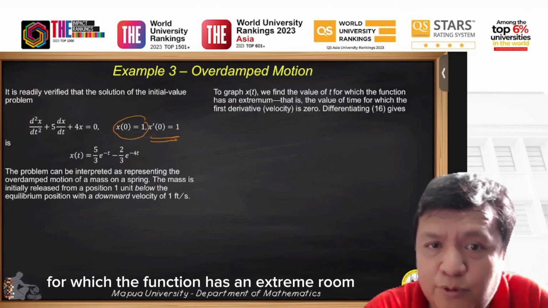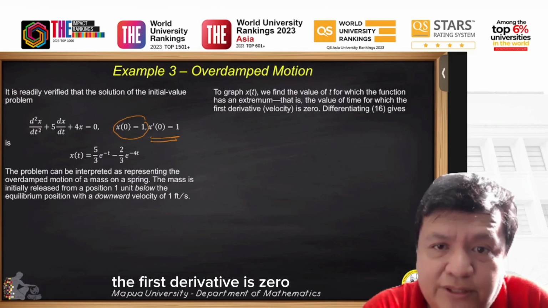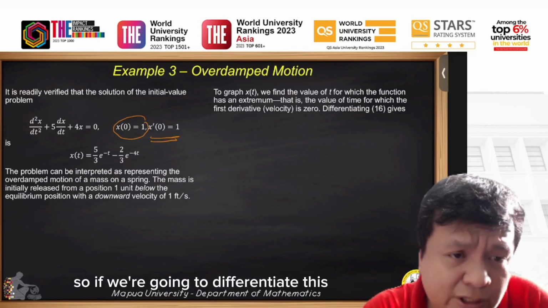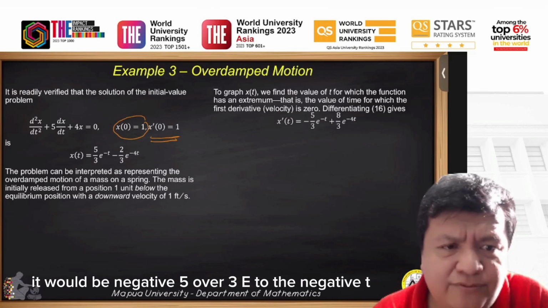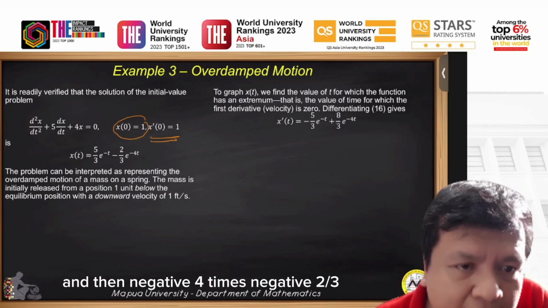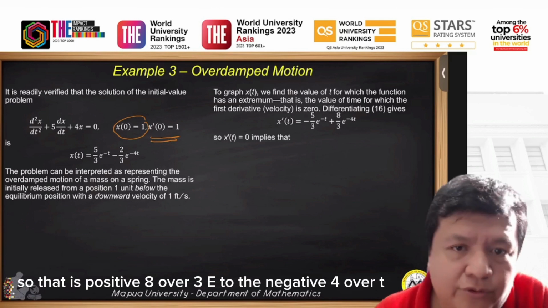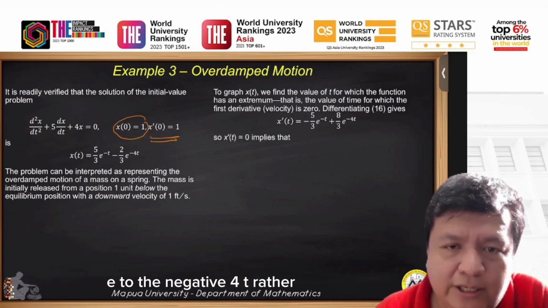So to graph x of t, we find the value of t for which the function has an extremum, that is the value of time for which the first derivative is 0. So if we differentiate this, it would be negative 5 over 3 e to the negative t, and then negative 4 times negative 2 over 3, so that is positive 8 over 3 e to the negative 4t.